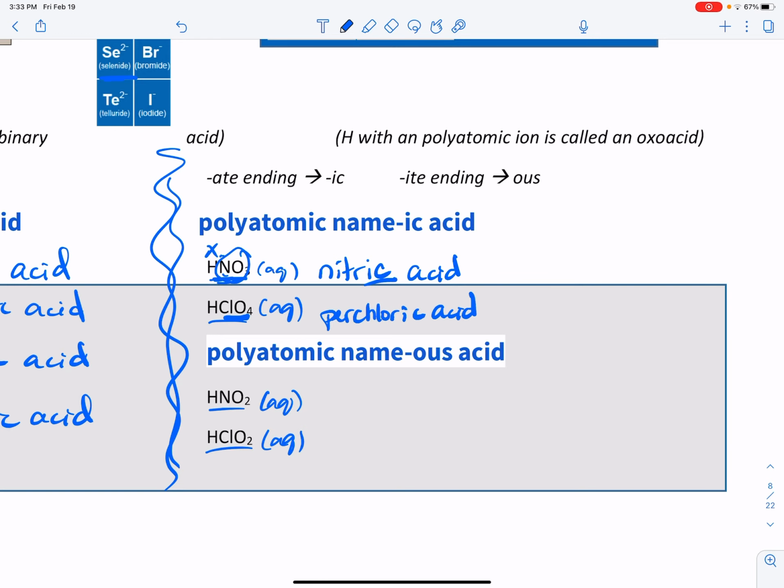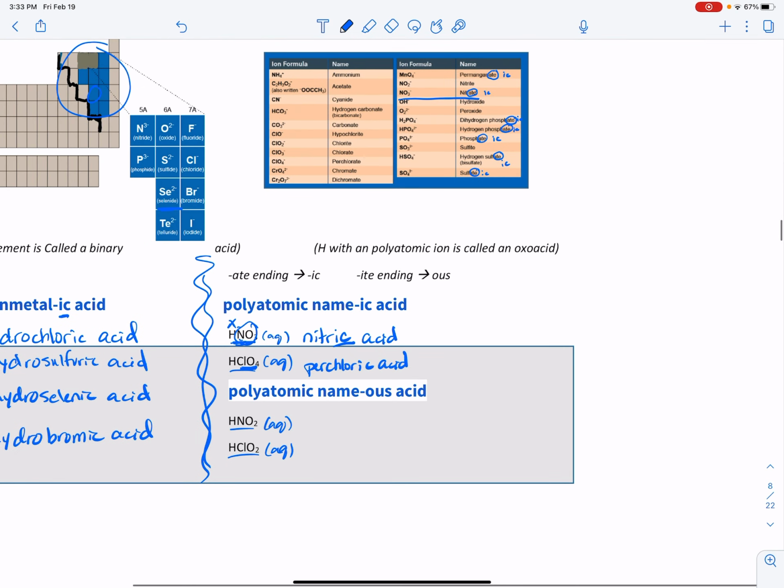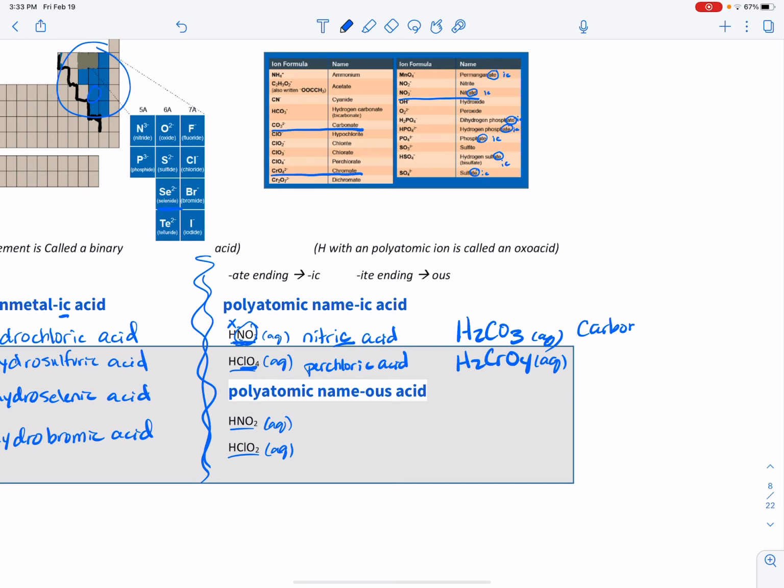Now I'm going to give you another one to think about. What about H2CO3? That's this one. And then also figure out H2CrO4. It's right here. So pause the video. You want to have gotten carbonic acid and chromic acid.